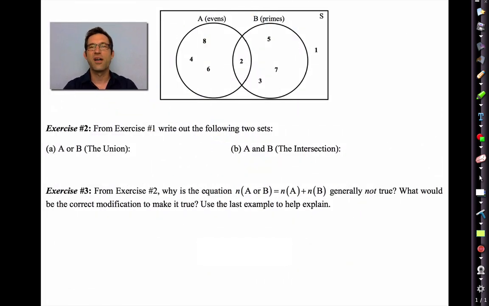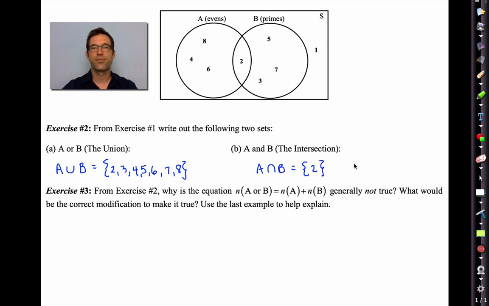Sorry that I erased that first slide so quickly. Here's that first slide, with the evens in this circle, the primes in this circle, and then the number 1 kind of hanging out here. From exercise 1, write out the following two sets, A or B, the union, which is symbolized by a symbol that kind of looks like a big U. Well, the union would be, and you don't have to list them in order, but I'm going to, 2, 3, 4, 5, 6, 7, and 8. Literally, I just write down all those elements. And the intersection, which is symbolized by what looks like an upside down U, is just 2.